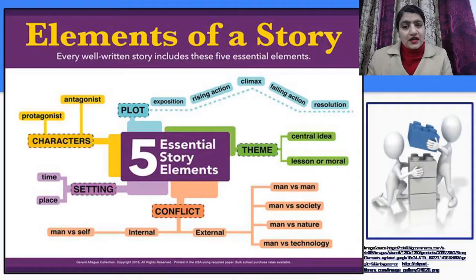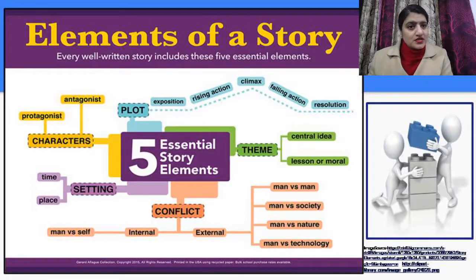Then we have conflict as one of the main elements of the story. The conflict here means some kind of a problem, some kind of a struggle. The conflict can be internal or external. When it is internal, it happens within the character, like he himself is at war with himself. He's torn within. For example, a character who is battling between the pull of his heart and his mind.